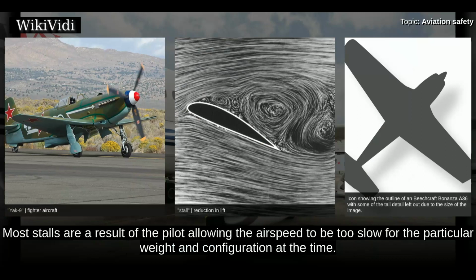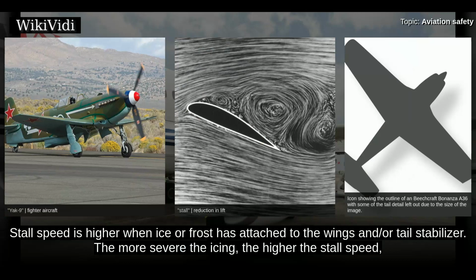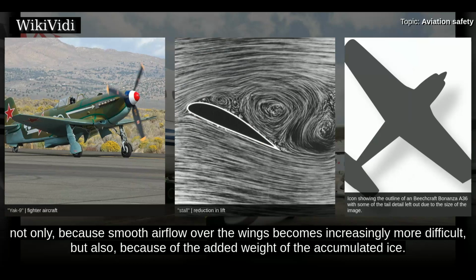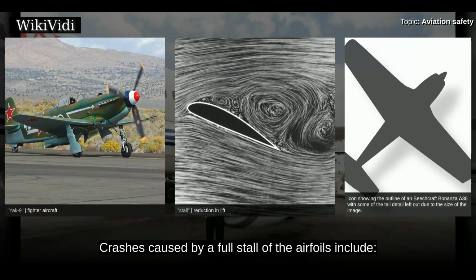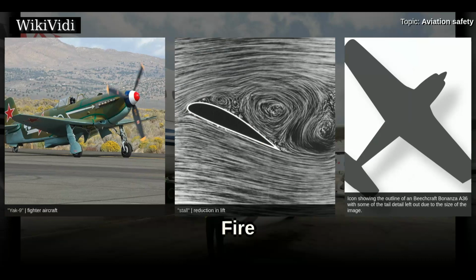Most stalls are a result of the pilot allowing the airspeed to be too slow for the particular weight and configuration at the time. Stall speed is higher when ice or frost has attached to the wings and/or tail stabilizer. The more severe the icing, the higher the stall speed. Not only because smooth airflow over the wings becomes increasingly more difficult, but also because of the added weight of the accumulated ice. Crashes caused by a full stall of the airfoils include fire.